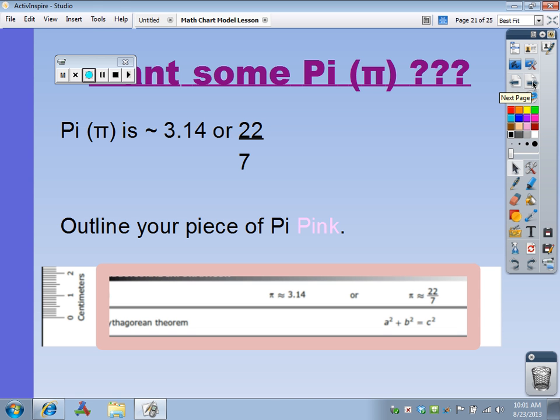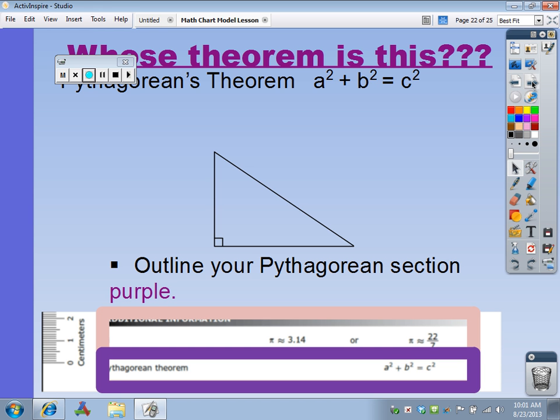The additional information section is last. Please outline this section in pink. The final step is for 8th graders only. Please outline Pythagorean's theorem in purple.